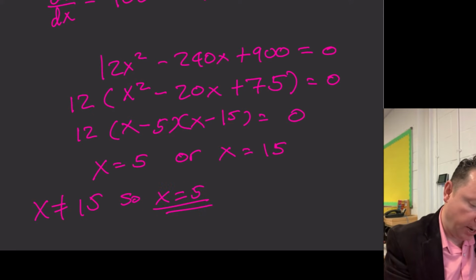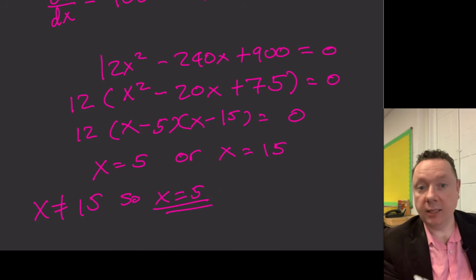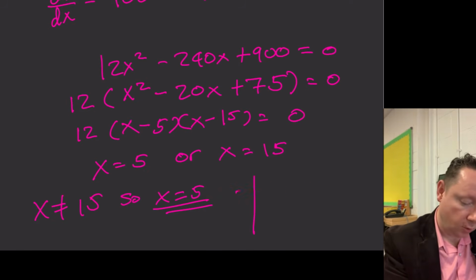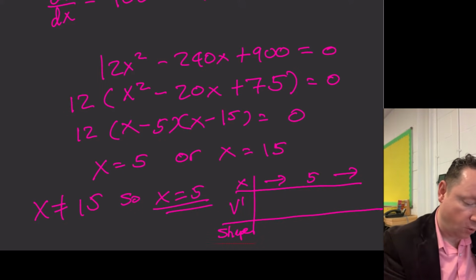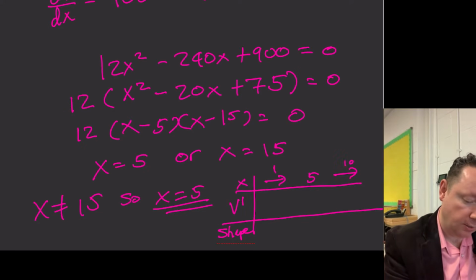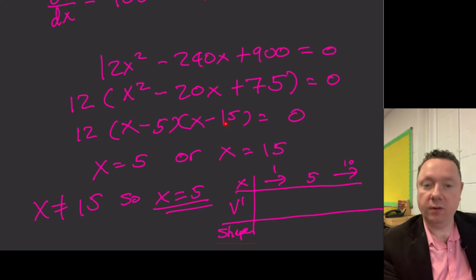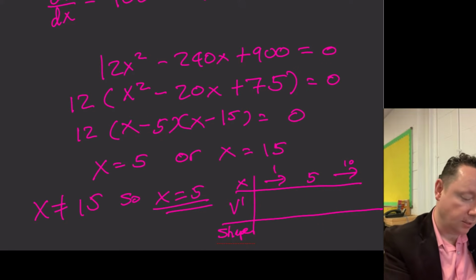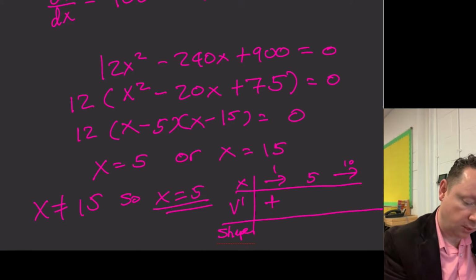And then we need to check, is it a max or a min? We need to actually justify our answer. So we'll just do a quick nature table. x along, 5 along, the dV by dx or V dash, and shape. So just subbing in, I always sub into the factorized form, which is here. Put a number before 5. You can pick any number you want, but I'm just going to pick 1 and 10. 1 minus 5 is negative, 1 minus 15 is also negative, and minus times a minus is a plus, so I know straight away that's positive, so it goes up.